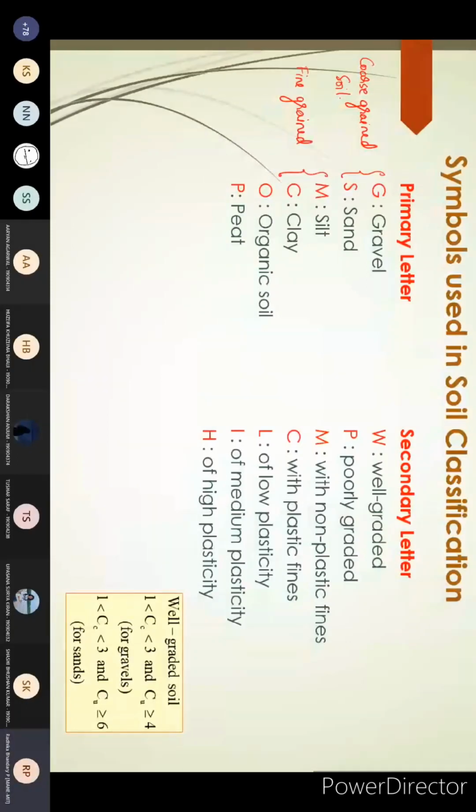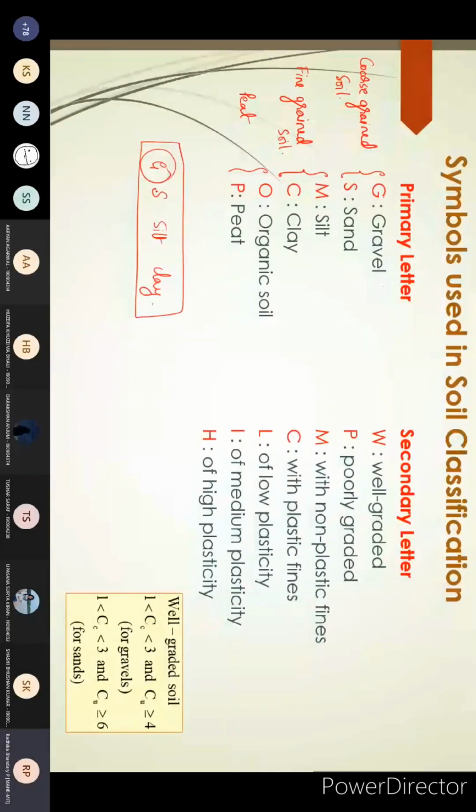If we are getting coarse grained soil, the primary letter we use is G if it has gravel, and S if it has sand. Other than that, this is the third classification which we use for peat or organic soils: for organic soil we use O, and for peat we use P. So this is the primary letter. Now when you see the soil, it will not have only gravel or only sand or only silt or only clay. It will be a mixture of all these, correct? So when we are classifying, we first classify whether the major portion is gravel, sand, silt or clay.